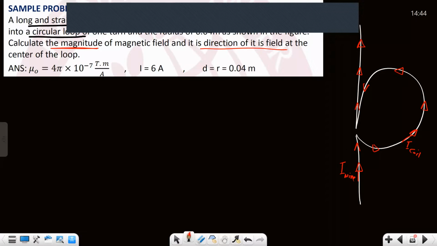And we have a point from the center, which we call the radius. So that distance is equal to the radius, 0.04 meter. Okay, now for calculating the magnitude, I have to find 2 B's: B for the coil and B for the wire. And then at the end, we have to find a B net.